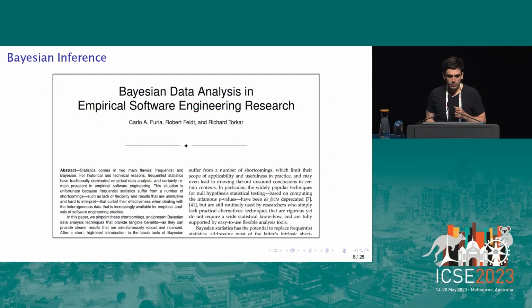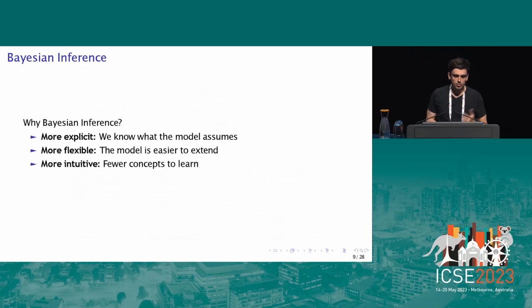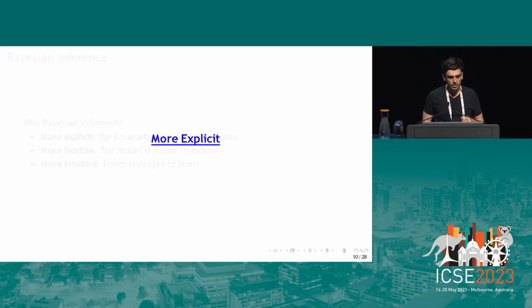So in our paper, we take a different approach where we do Bayesian inference. This is a paper that suggested it for software engineering. And the reason we do it is because, well, it's more explicit, so we know what the model assumes. It's more flexible, so we can extend the model if we have more questions. And it's also more intuitive, as we have fewer concepts to learn.